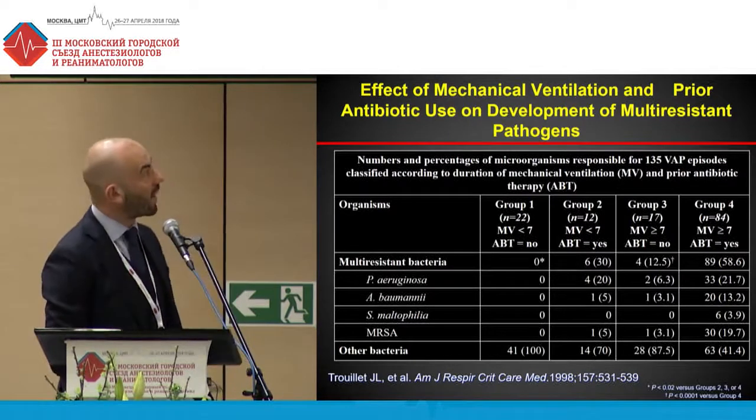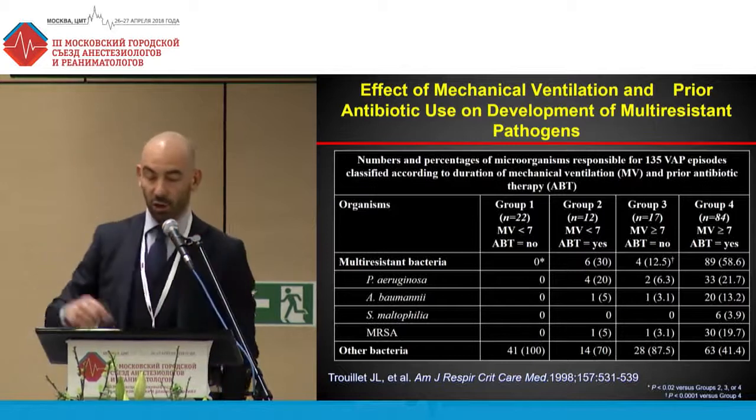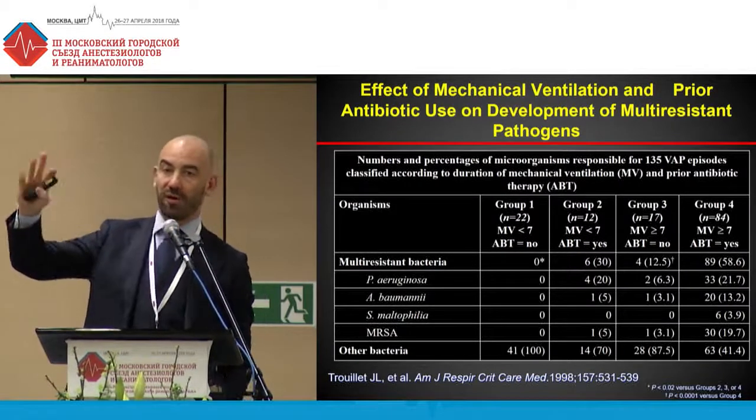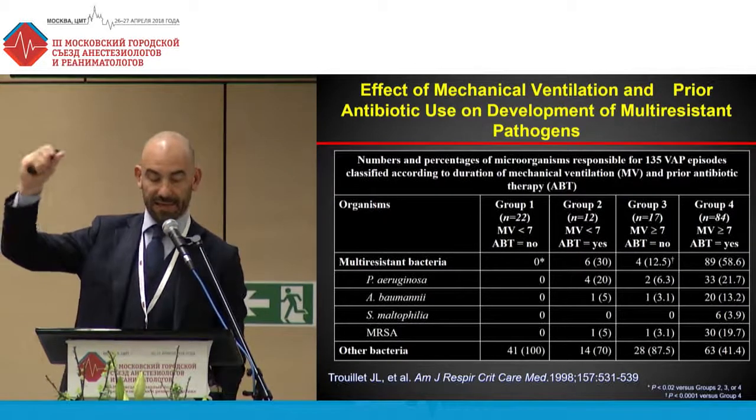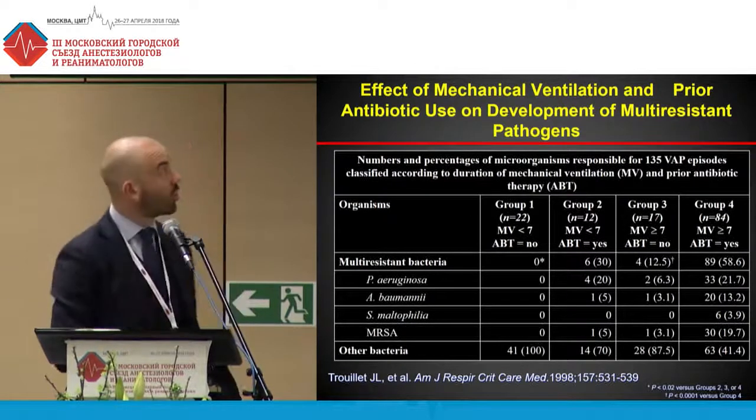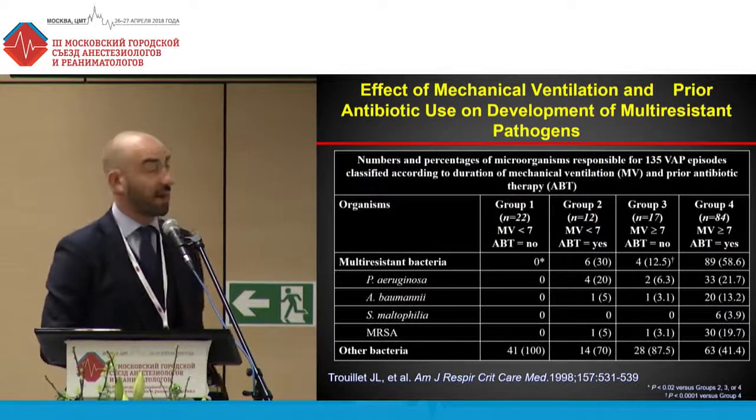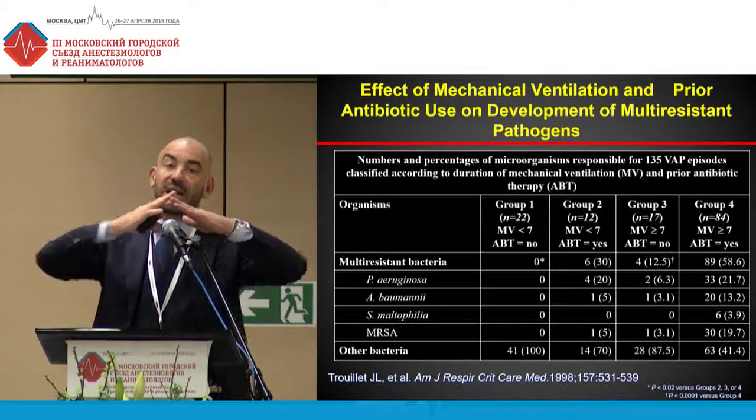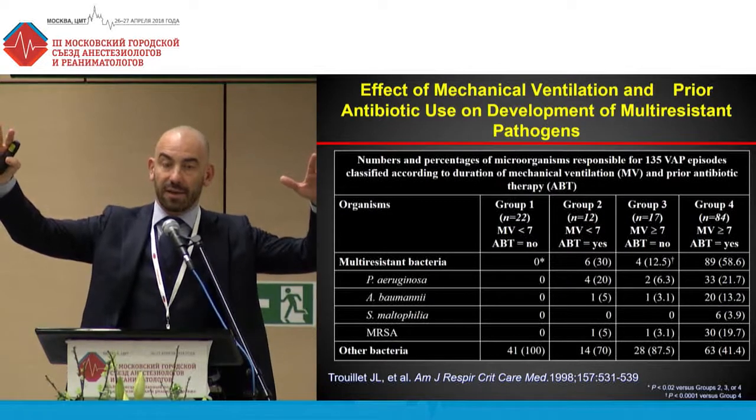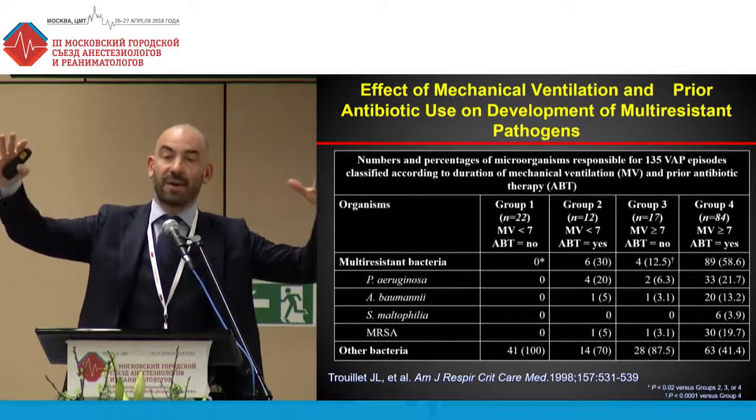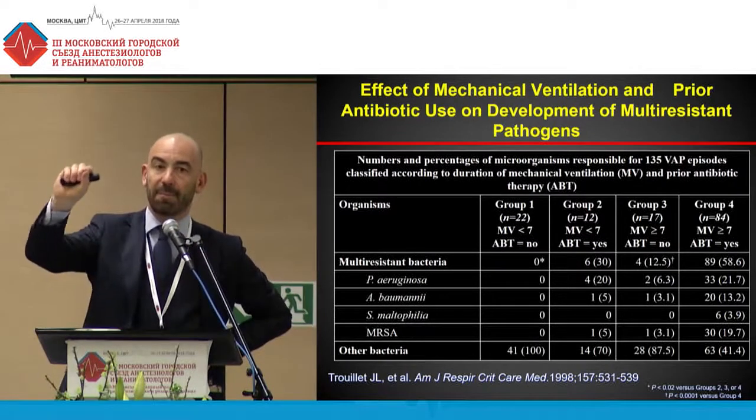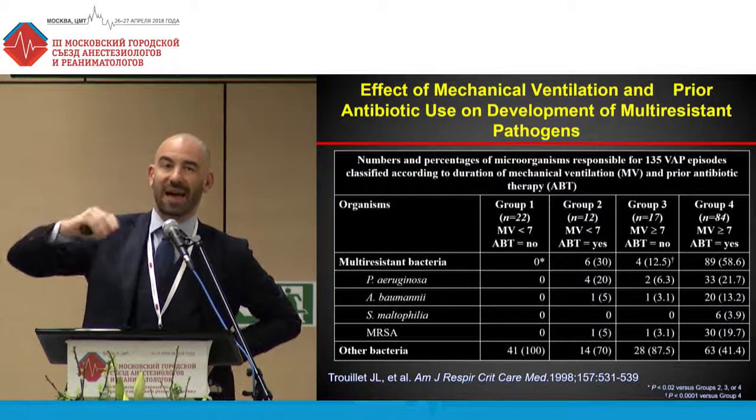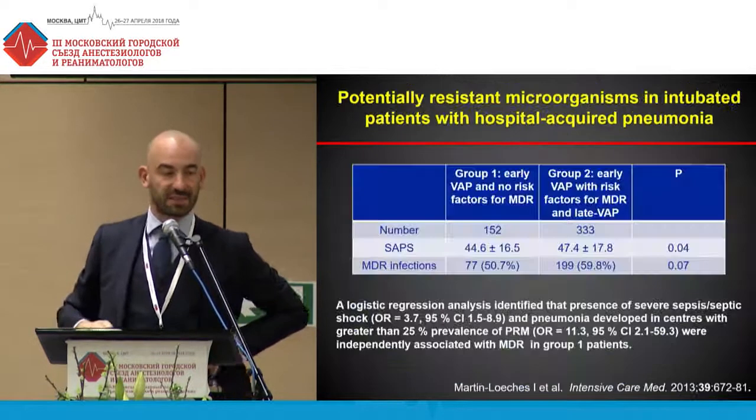You know where the resistant strains were? In group 4. Group 4 was the typical group for multi-resistant organisms: Pseudomonas, Acinetobacter, and MRSA. So you have to be careful, particularly in patients that present longer hospitalization, longer mechanical ventilation and exposure to antibiotics. These are typically the patients that present higher risk of developing resistant strains.